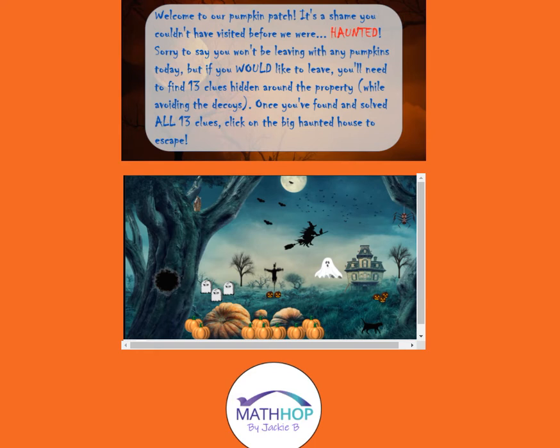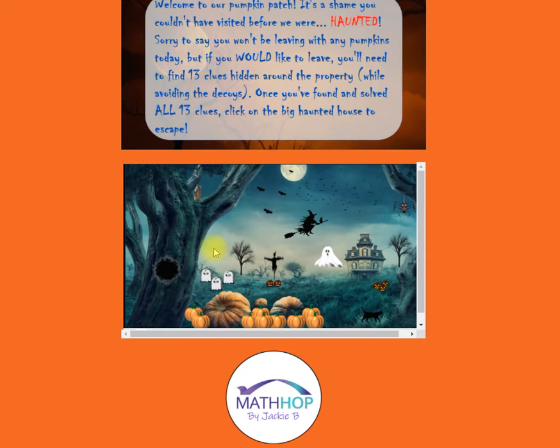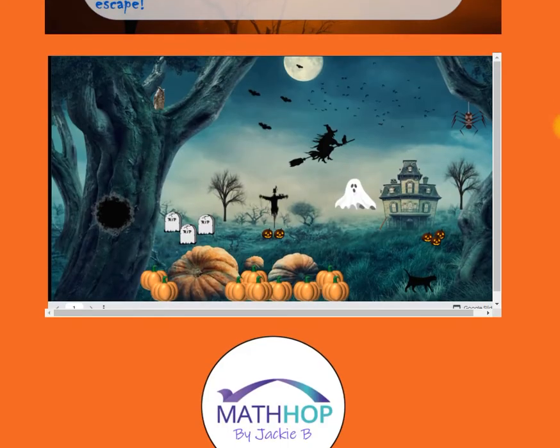And for algebra kids, that's factoring. So this is a Halloween escape room on factoring trinomials. Like all of my other escape rooms, there's going to be a scenario that explains how they got themselves locked in a haunted pumpkin patch, and they're going to need to find and solve 13 clues in order to escape. So let's make this a little larger so that we can see what's going on in this escape room.